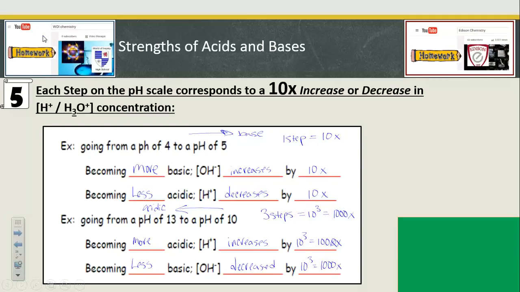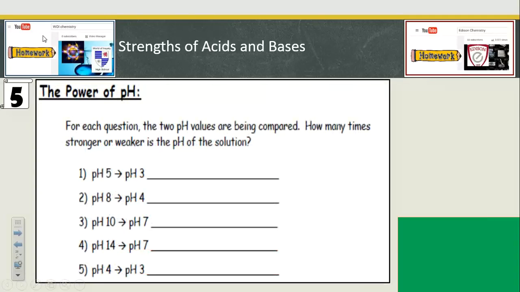See what else we've got to do in terms of practice here. Each question, the two pH values are being compared. How many times stronger or weaker is the solution? So remember, we count the number of steps, we raise 10 to the power of that, and that's how many times we say it increases or decreases. So pH 5 to pH 3. Well, that's becoming more acidic by 2 steps, equals 10 to the power of 2, equals 100 times more H+, H3O+.